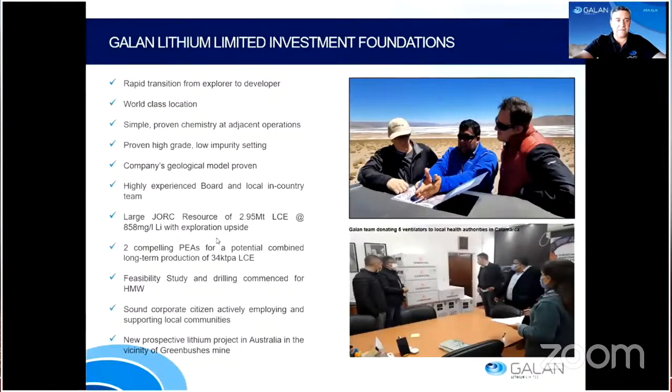So we're moving fast. We have a really good location. Exploration upside remains there. We are not reinventing the wheel. We have a good model there, and we have a good resource that we want to increase. We have 2 studies. We're moving very fast in our DFS study. We also are actively employing local people. 70% of our local force is from the province of Catamarca, by the way. So we have a very strong flavor locally. And we have Greenbushes.